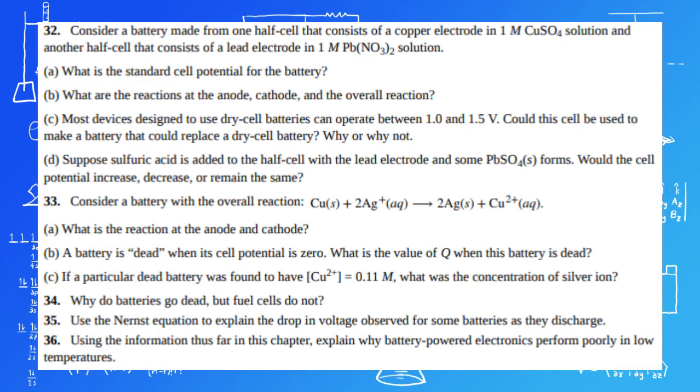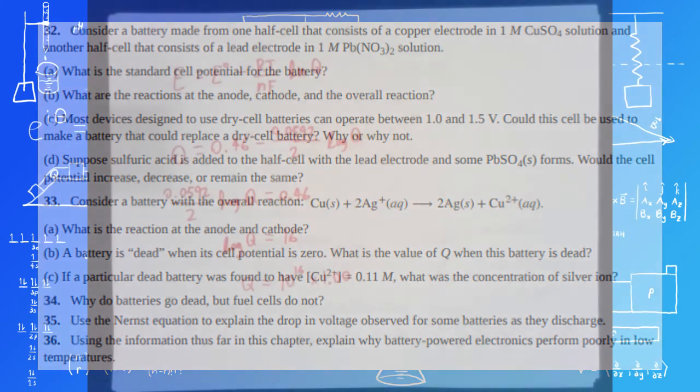If a particular dead battery was found to have copper ion concentration 0.11 molar, what was the concentration of the silver ion? Okay, so Q is going to be copper over silver squared, since the copper ion is on the product side and the silver ion is on the reactant side. And the balancing coefficient for silver is 2, so you have to square it.